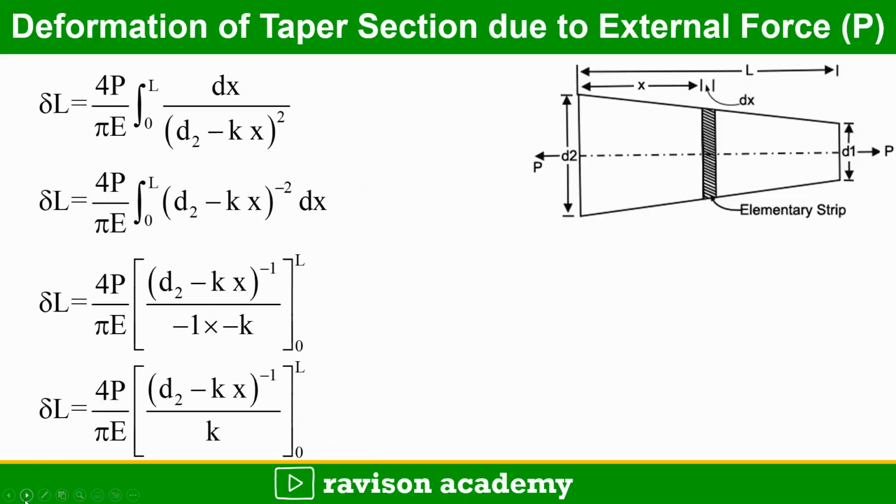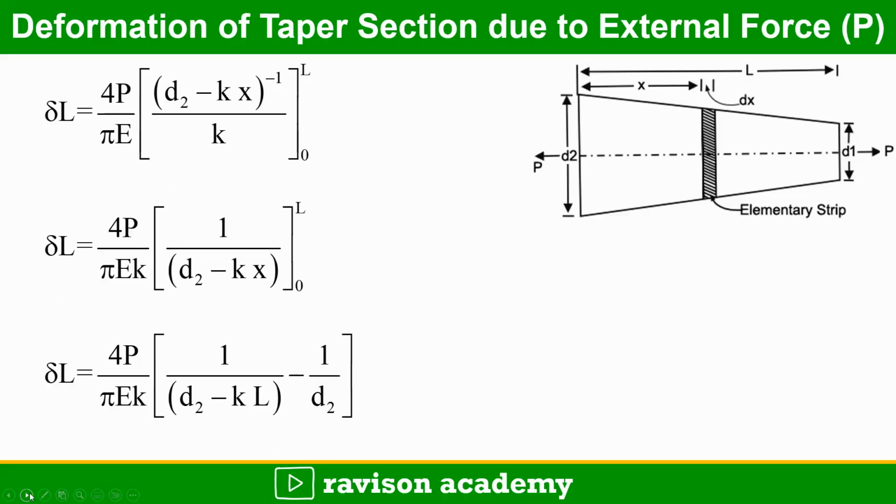On integrating, we get the equation del L equal to 4P by pi E into the integral of d2 minus kx to the power of minus 2, giving the inverse of d2 minus kx divided by k, between the limits 0 to L. On substituting, del L will become 4P divided by pi E k into 1 by d2 minus kx between the limits 0 to L. The final equation will be 4P by pi E k into 1 by d2 minus kL, minus 1 by d2.